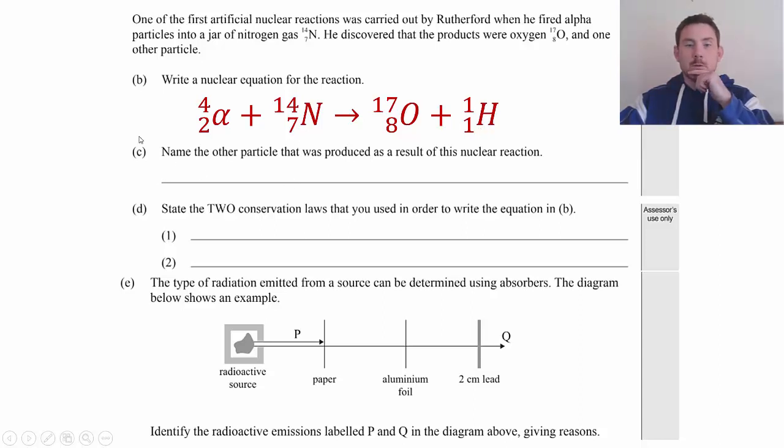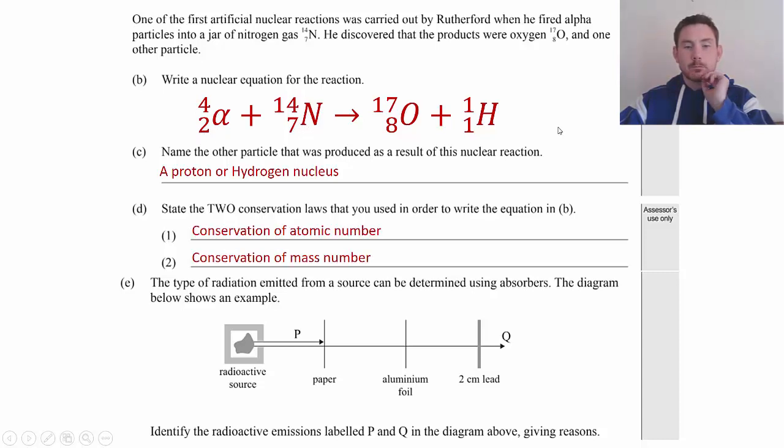So name the other particle that was produced as a result. Well, that's a proton or hydrogen nucleus. And the two conservation laws that were used in order to write our equation were the conservation of mass number and the conservation of atomic number. We would be looking at a merit for getting the equation correct, and then we'd be looking at an achieved for identifying that unknown particle, and D would be achieved as well for getting both of those correct.